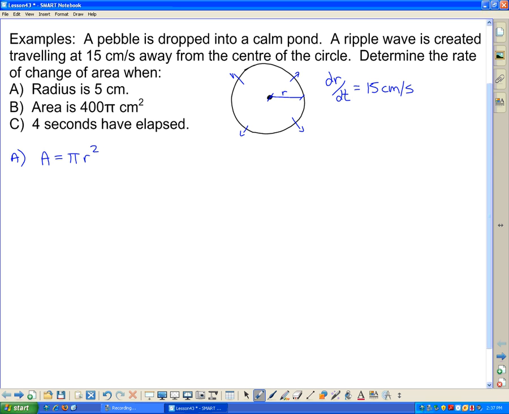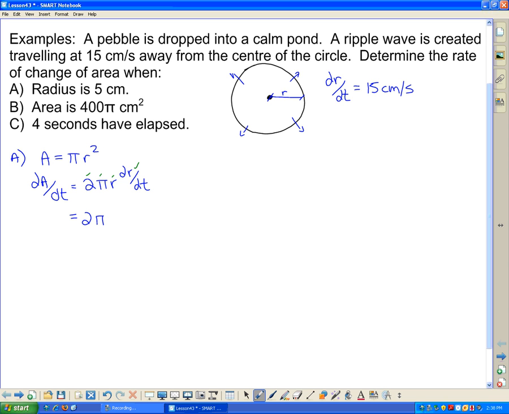So we want to know the change of area. Change of area is the change of area with respect to time, dA by dt, and it's equal to, if we take the derivative of the right side, 2 pi r dr by dt. So I took the derivative of r with respect to time. Next question I ask myself is, do I have all the information needed? 2 and pi are just numbers. r is given in the question. dr by dt is defined up above. So now we're just plugging this in.